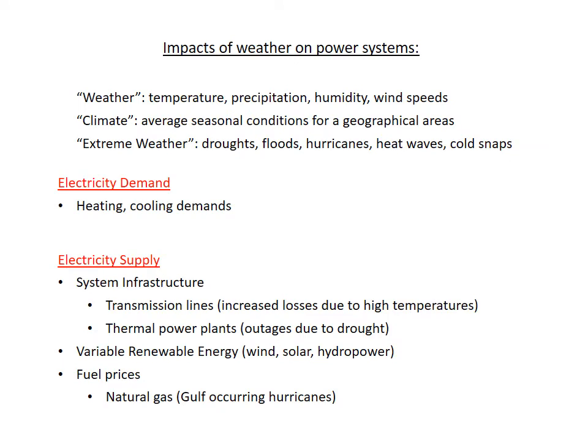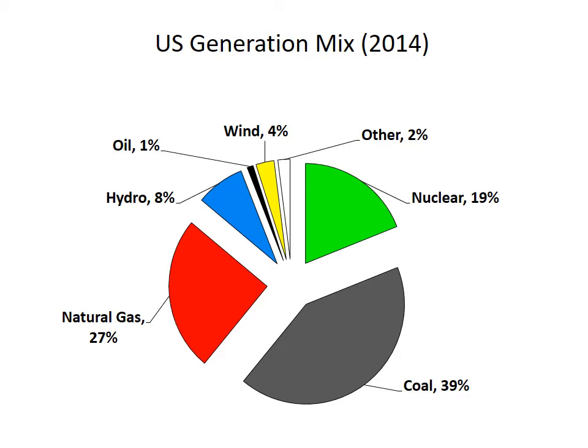Okay, so I think we've taken care of the impacts of weather and climate on electricity demand. Now let's talk about the impacts on electricity supply. So we'll start with the generation mix. Obviously weather here is going to directly impact the availability of hydropower.